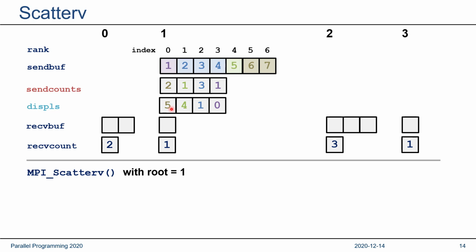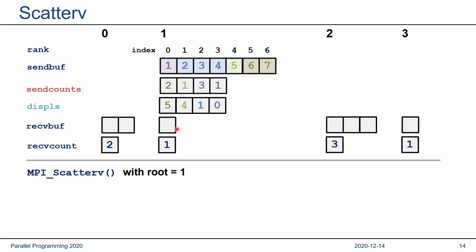The same applies to the displacements array. The first chunk to be sent, the one that should go to rank 0, has an index of 5. So the first element of the displacements array is 5. The second element is 4. So this index points to the chunk of size 1, which has a content of 5 here, and so on. So this is the starting point of the scatter V call.